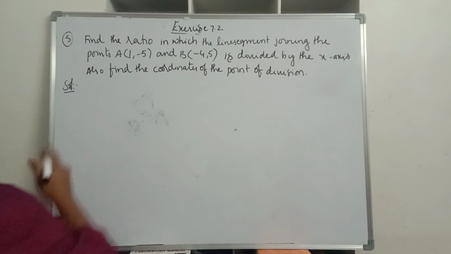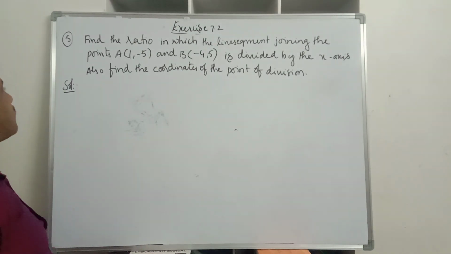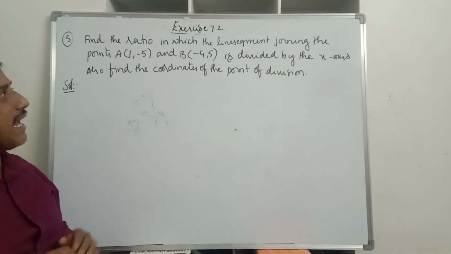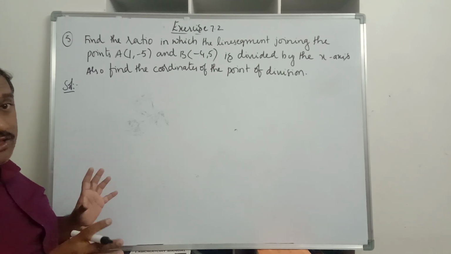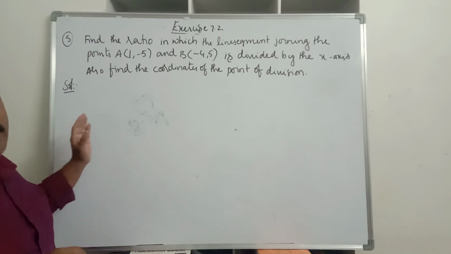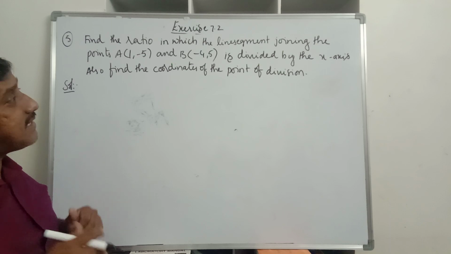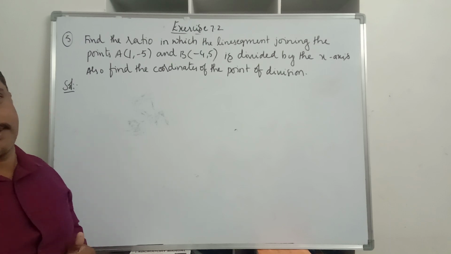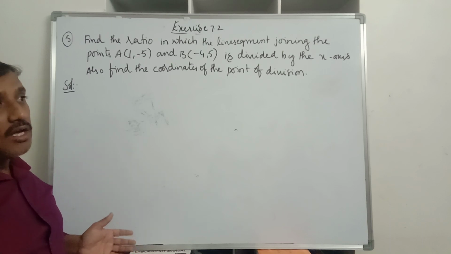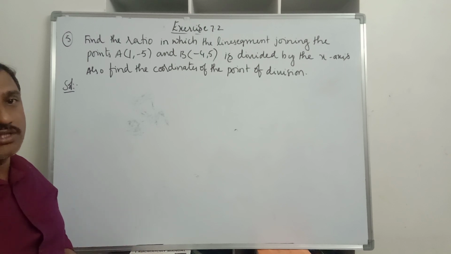Now we will discuss question number 5 from exercise number 7.2. Find the ratio in which the line segment joining the points A 1 comma minus 5 and B minus 4 comma 5 is divided by the x-axis. By the x-axis. So what is the equation for x-axis? It is y is equal to 0.